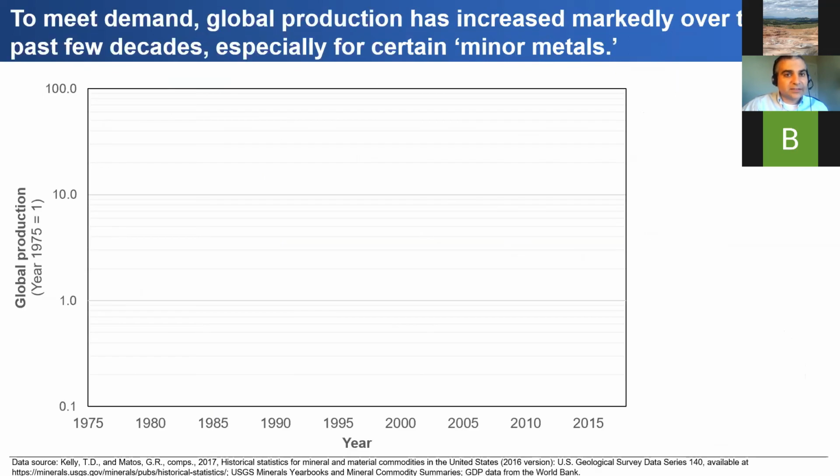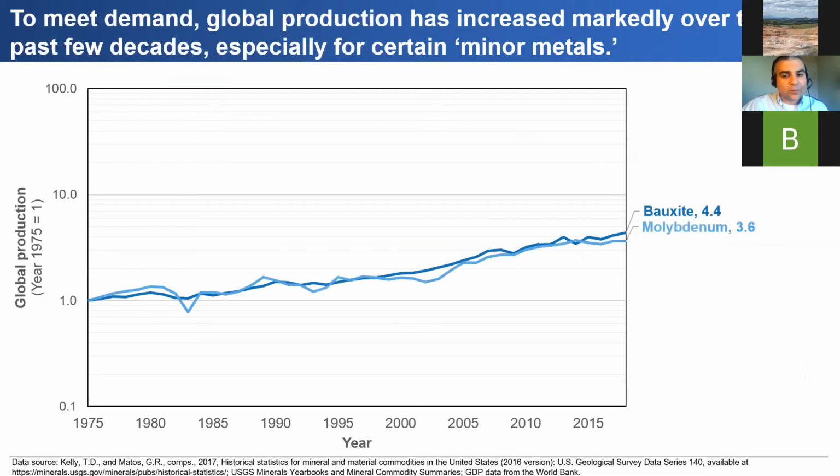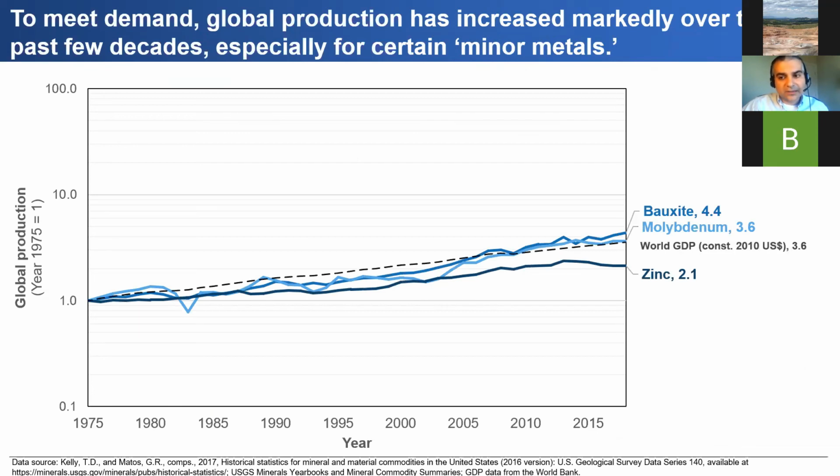Now, to meet that demand, global production has had to increase, and it increased significantly, especially for some of the minor metals. So if we look at production here, I've scaled everything to 1 for year 1975. So production for bauxite has more than quadrupled, molybdenum almost quadrupled, zinc, twofold increase. And comparing that to world aggregated GDP, adjusting for inflation, it's also about 3.6-fold from what it was in 1975.